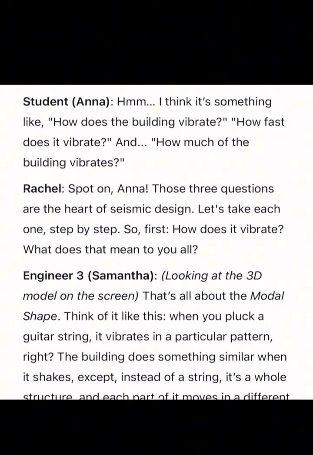How does the building vibrate? How fast does it vibrate? And how much of the mass, how much of the building, vibrates? These three questions are the heart of seismic design. So let's take each one step by step.